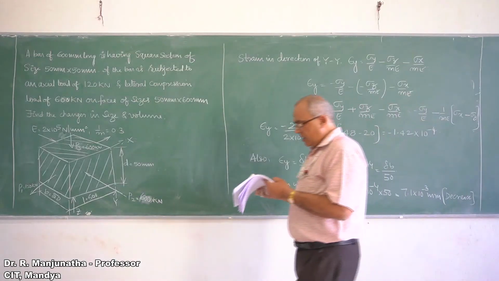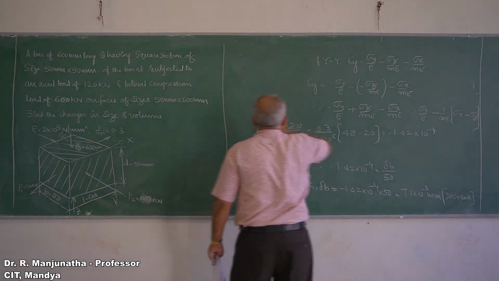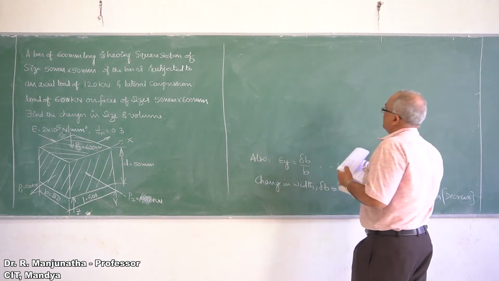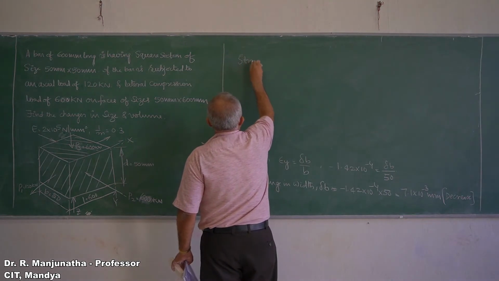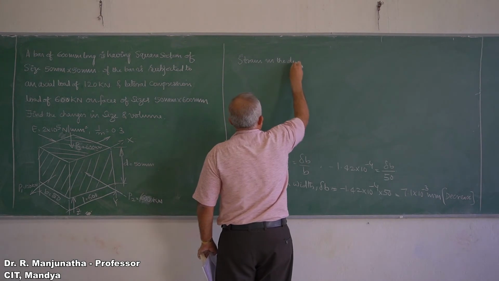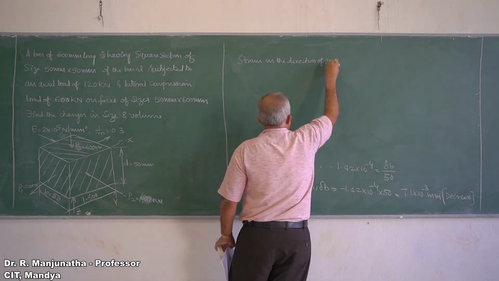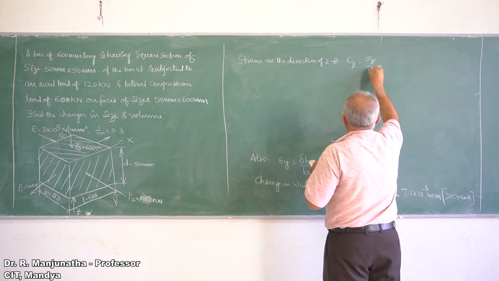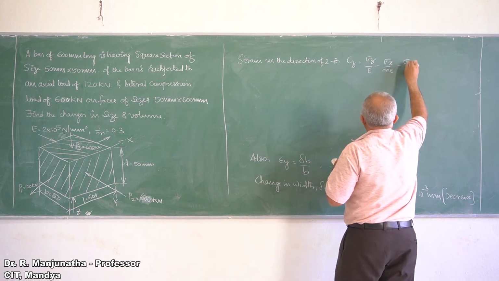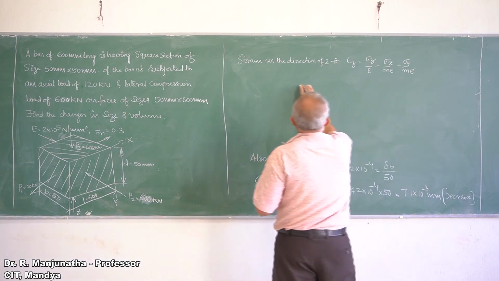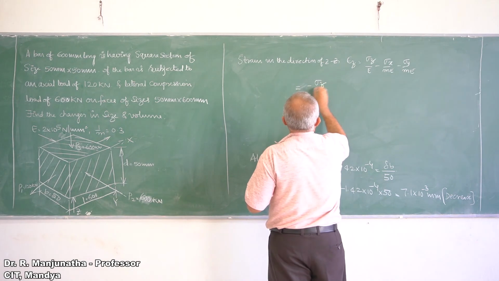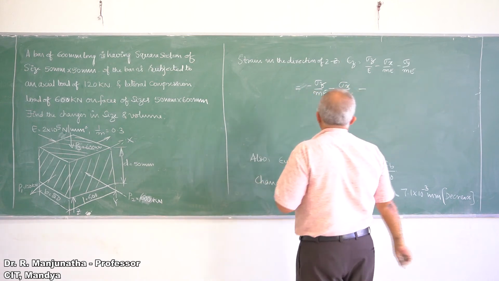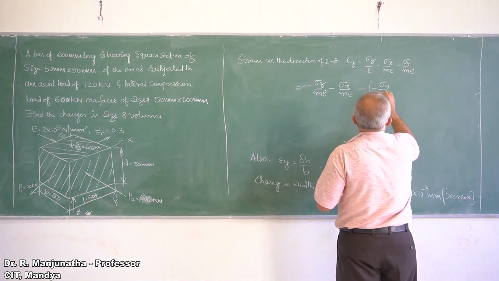Now we are going to take up the strain in the direction of ZZ. So the strain in the direction of ZZ, epsilon z, is again sigma z by E minus sigma x by m into E minus sigma y by m into E. Here sigma z is compressive, so minus sigma z by E, then sigma x is tensile, so minus sigma x by m into E, and sigma y is compressive, so minus sigma y by m into E. So this is the value.